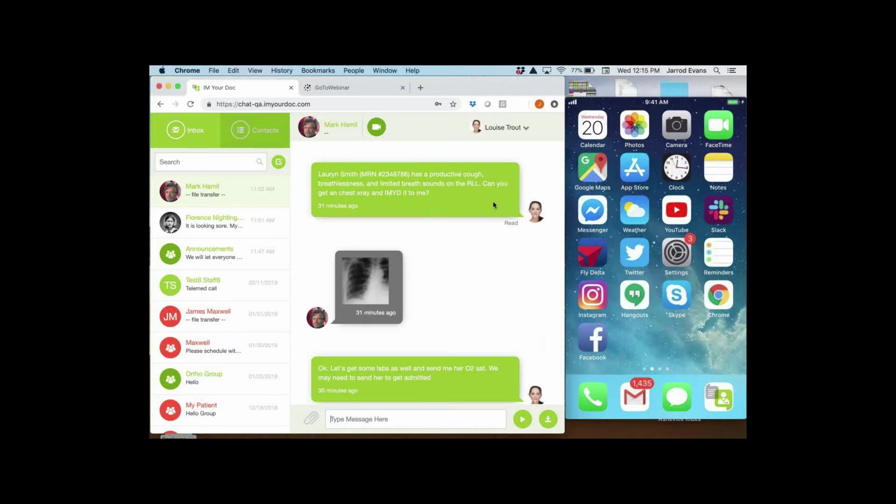So we have gone to great lengths to make it look and feel like a regular messenger that you use in your everyday life. And then under the sheets is where all the compliance and the HIPAA requirements are met.